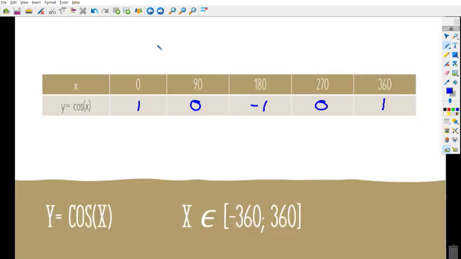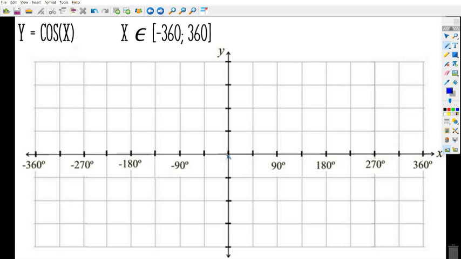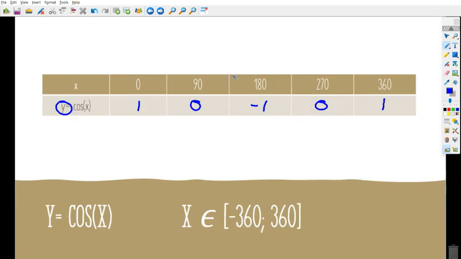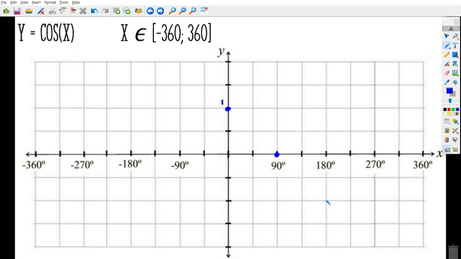So we started at x is equal to 0 and y is equal to 1. Remember, this is my y values. So I go to x is 0, y is 1, and I can plot that point over there. Let me put this a little bit higher. This is going to be my 1. Then I go to 90 and 0, and there's my next point. Then we go to 180 and negative 1. Please label that: 180 and minus 1.